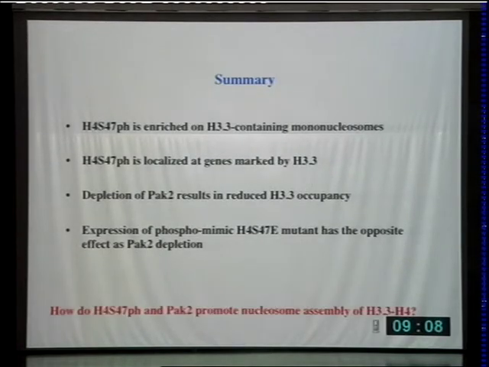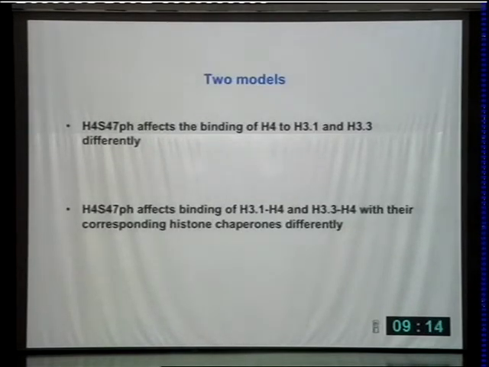So next, we ask how do PEG2 and H4S47 phosphorylation do this? There are two possible models. One model is that this phosphorylation will affect the binding of H4 to H3.1 and H3.3 differently. The second model is that this phosphorylation will affect the binding of H3.1-H4 and H3.3-H4 tetramers with the corresponding histone chaperones differently. Through a series of experiments I don't have time to show you, we can say that the first model is unlikely to be true. I will show you one piece of data supporting the model that H4S47 phosphorylation can affect the binding affinity of histone H3.1 and H3.3 with the histone chaperones differently.